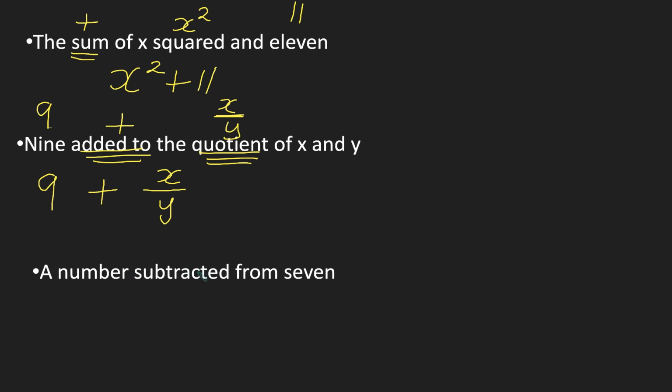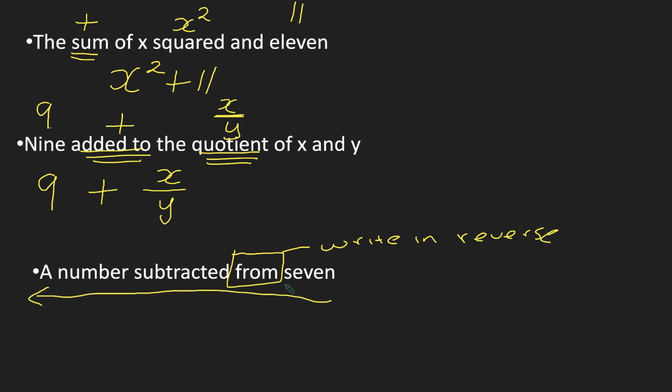A number subtracted from 7. Now, whenever you see the word from in a problem and it's always attached to subtraction, this is where you have to write in reverse. Meaning you're writing your answer starting from the back to the front. So who's first? 7. What are you doing? Subtracting. There's my sign. And then it says a number.